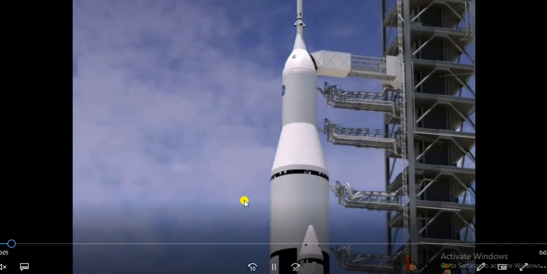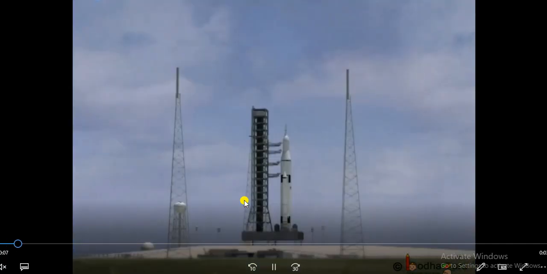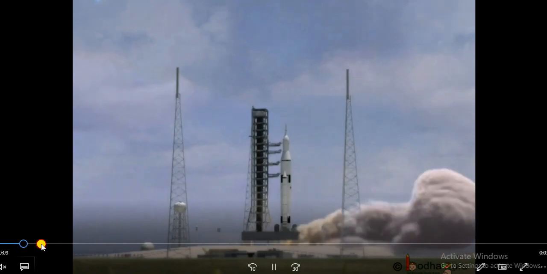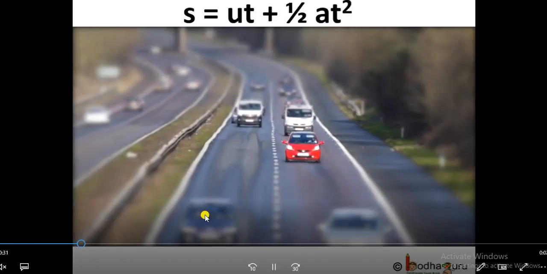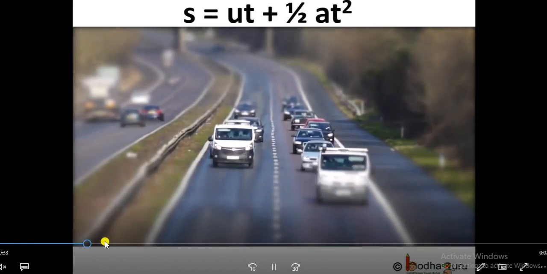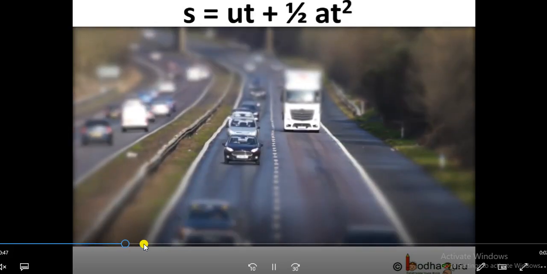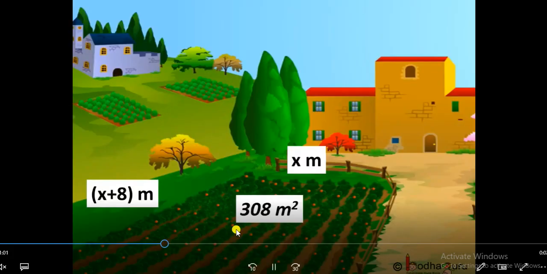Students, whether you take the case of launching of any missile or any rocket, or where we have to find the shape or speed of any celestial body, or if you have to find the speed of any moving object like cars you can see here, or objects you throw, or you have to find the area of any region. In all these real life situations or examples, we have to deal with the quadratic equation. So quadratic equations play a very important role in real life situations. So there is a need to study them.